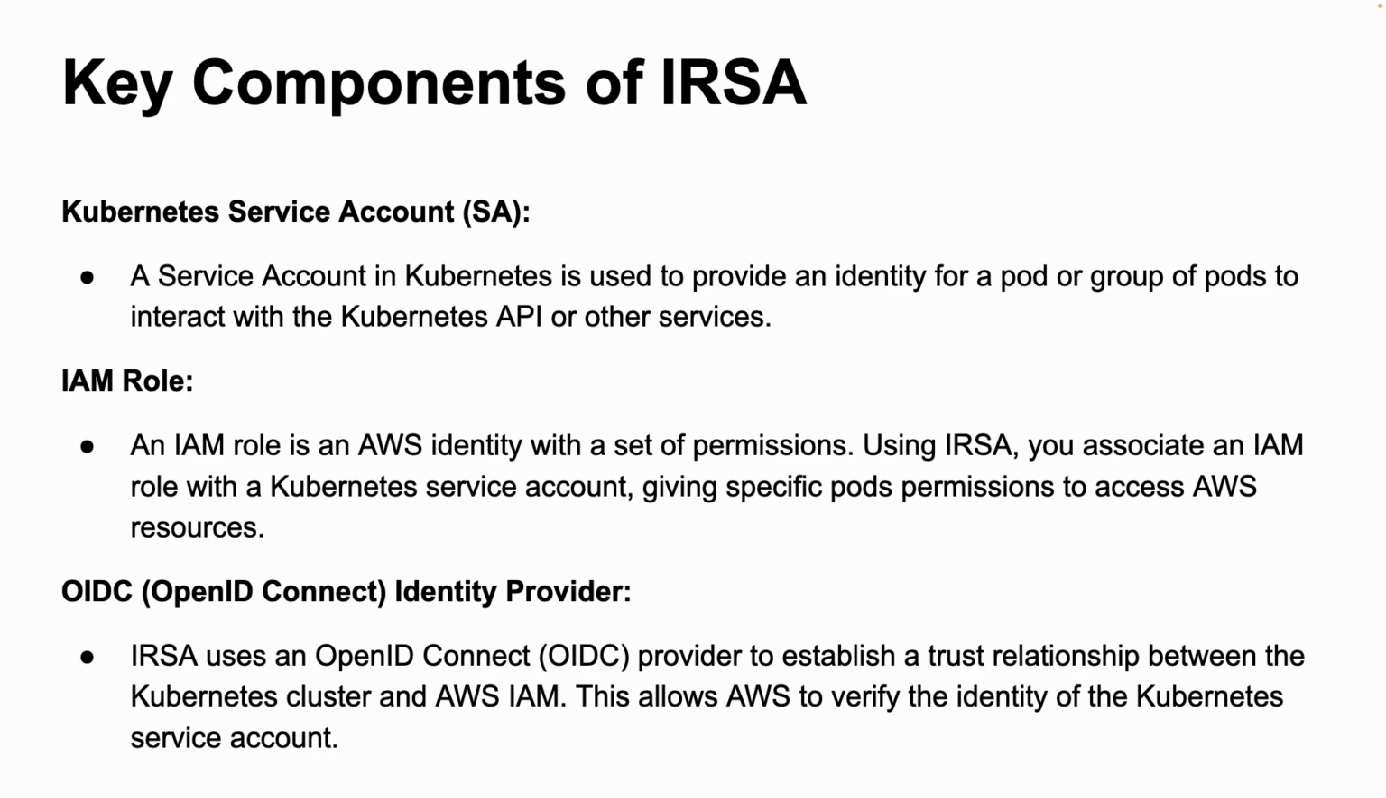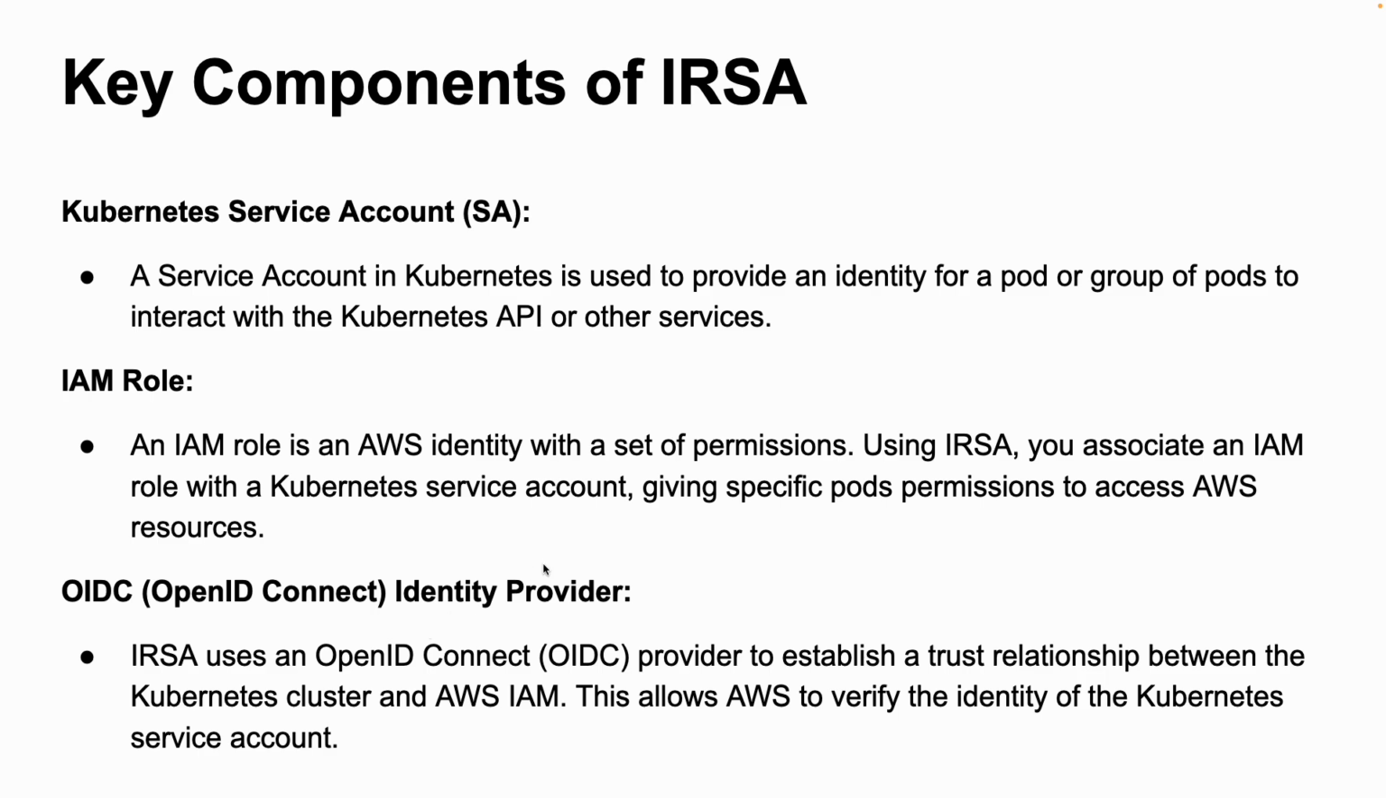So key components for IRSA. These three are the key components which we will be understanding, and in the demo also we will go through it. So first component is Kubernetes service account. A service account in Kubernetes is used to provide an identity for a pod or group of pods to interact with the Kubernetes API or other services. So in short, we will be creating a Kubernetes service account which will help to identify which pod or group of pods should interact with the Kubernetes API or the services.